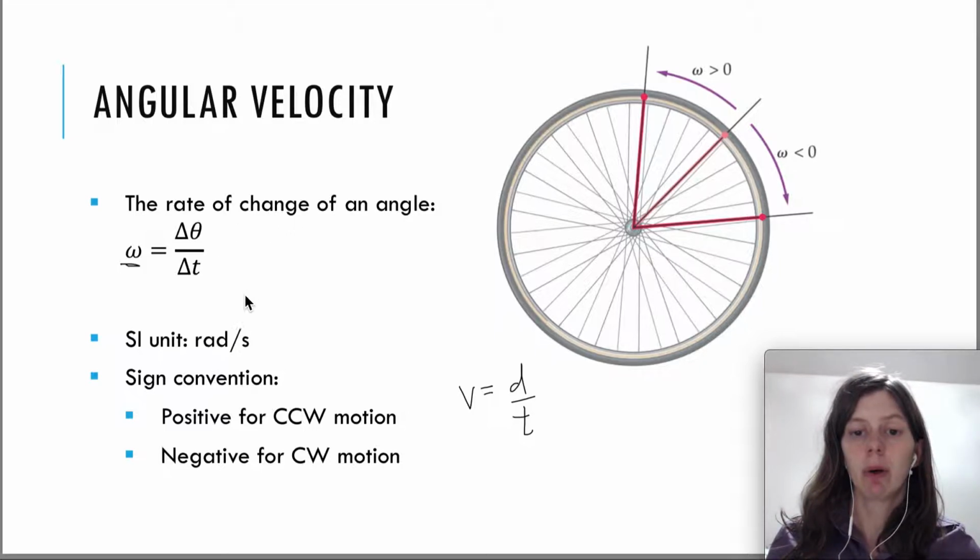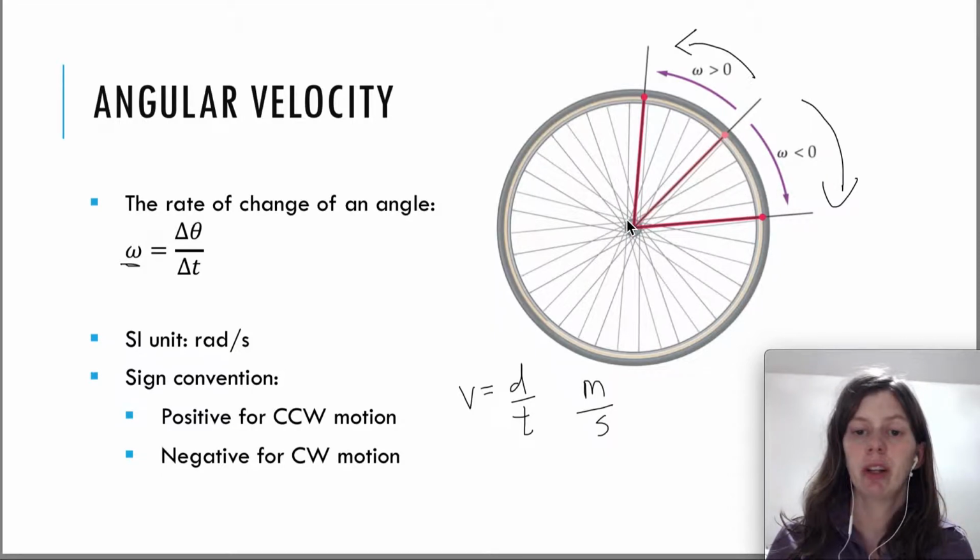The unit for the angular velocity will be radians per second. If you remember, the linear velocity was meters per second. So now our angle has units of radians instead of our linear distance that had units of meters. And the sign convention is the same that we just talked about for the rotation angle, that if we're moving counterclockwise, that's a positive angular velocity omega. If we're moving clockwise, that's a negative omega.